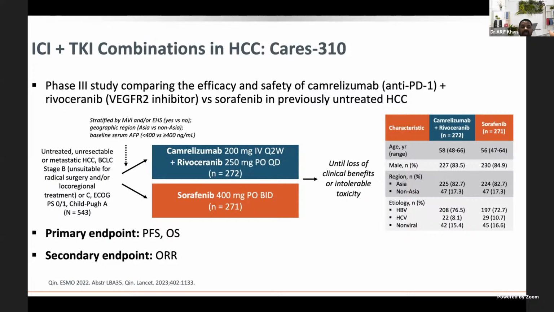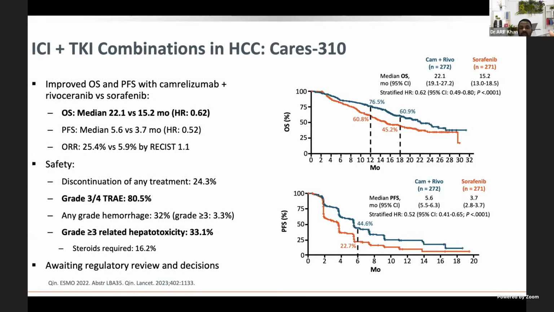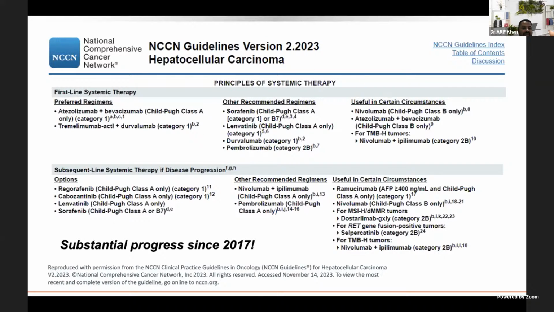There are other combinations which are not accessible in our country. Camrelizumab with Rivaroxaban is a Chinese trial, so we will not be using this. It's difficult to access the drug, though they have shown a significant improvement in efficacy and survival, but these drugs are not accessible. So the first line recommendation according to NCCN guidelines is Atezolizumab or Durva-Tremi. I have given the reasons why to choose Atezolizumab as compared to Durva-Tremi.